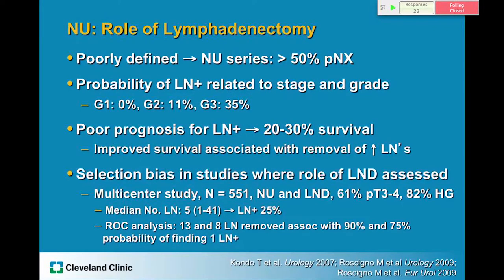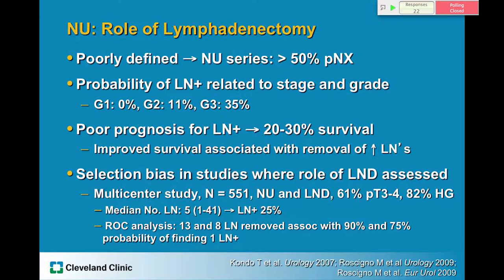What is the role for lymphadenectomy in these patients who undergo nephro-U? As I mentioned, it's poorly defined because over 50% of patients do not undergo retroperitoneal or pelvic lymph node dissection at the time of surgery, but it appears to be related to tumor grade, such that over 1/3 of the patients will have positive lymph nodes if they have high-grade tumor. These patients tend to have a poor prognosis with long-term survival of 20 to 30%. However, they may have improved survival associated with increased number of lymph nodes removed.